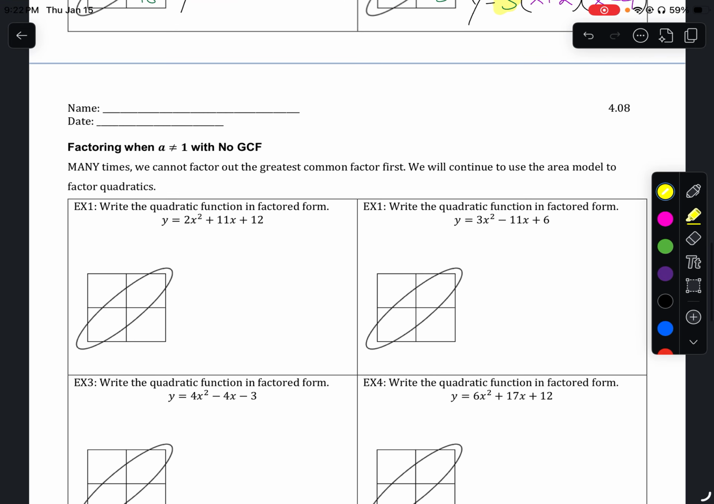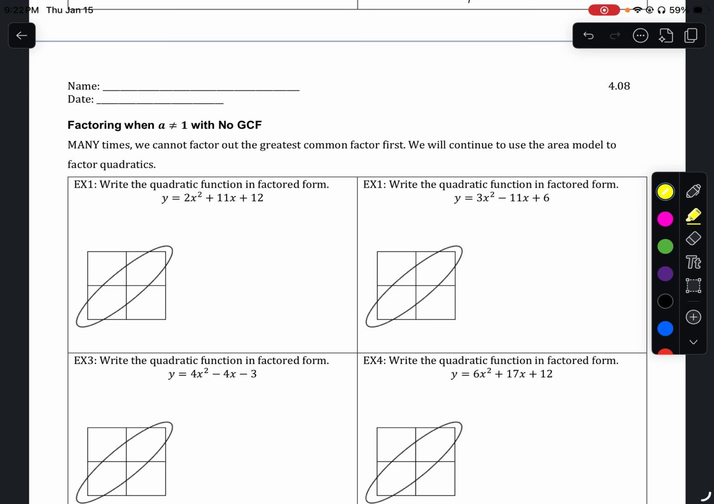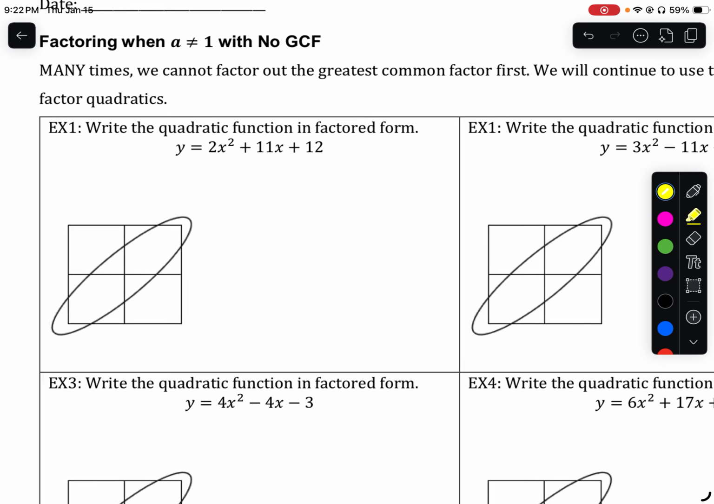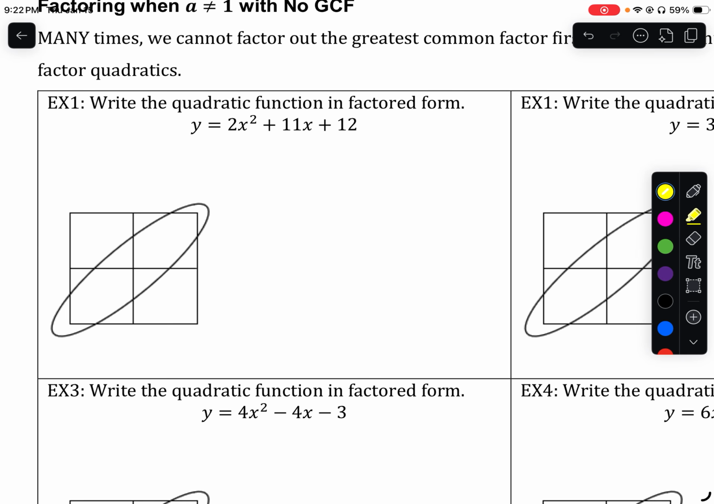Now, what happens when our a value is not our greatest common factor, and I can't reduce all my terms by something here? So this is when we have a quadratic function where our a value is either a prime number or it's composite. So I can't divide all these by 2. That would be really nice. What I do know is that this first box is made up of 2x. And the last box is 12.